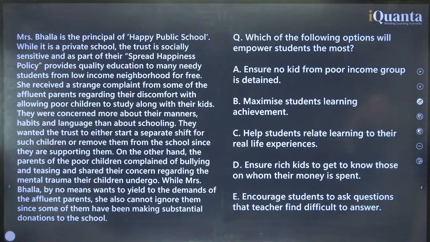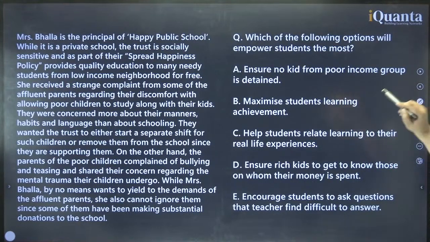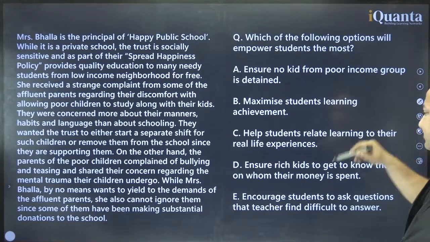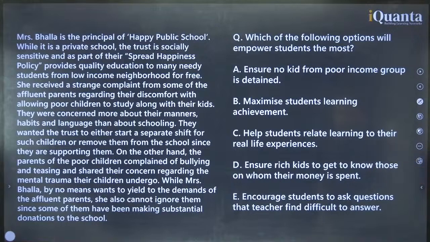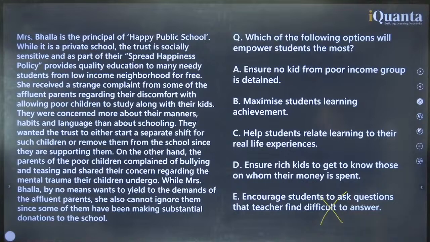Which will empower students the most? Ensure no kid from poor income group is detained. Maximize students' learning achievement. Help students learning to their real life experiences. Ensure rich kids to get to know those on whom their money is spent. Encourage students to ask questions that teacher find difficult to answer. This is going against teacher. This will be kind of indiscipline.